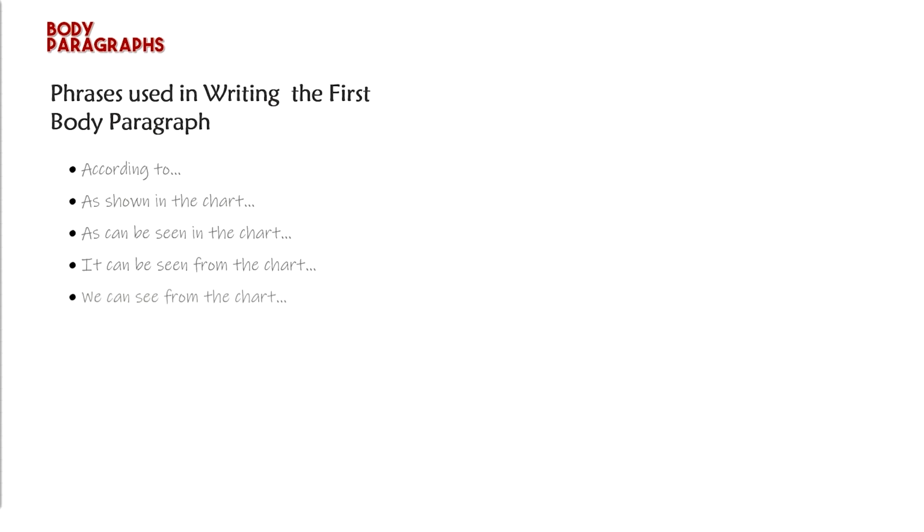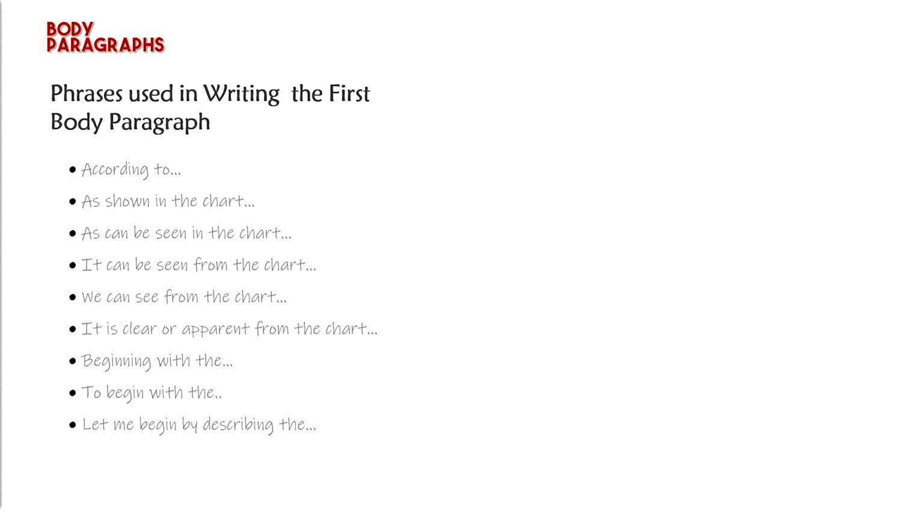Here are some phrases to start your body paragraph 1 and body paragraph 2. First body: according to, as shown in the chart, as can be seen in the chart, it can be seen from the chart, we can see from the chart, it is clear or apparent from the chart, beginning with the, to begin with the, let me begin by describing the, to begin or start with, in year or month.